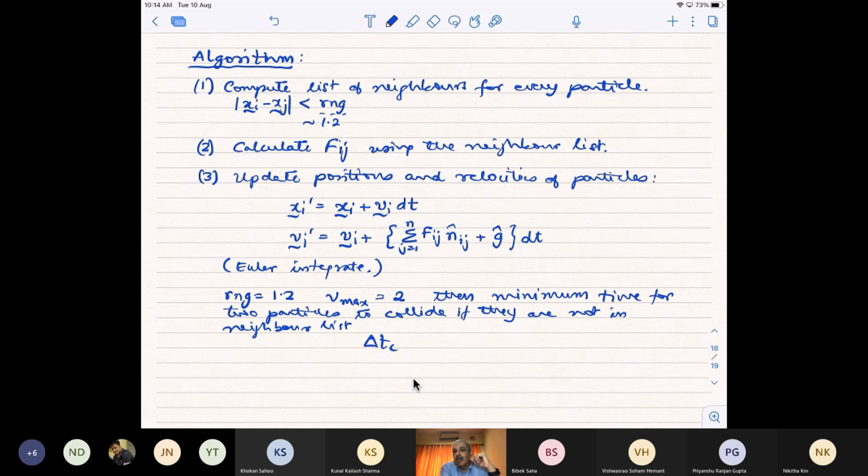So if Vmax is 2, and let's say both the particles are moving with a velocity 2 in opposite directions, then the total velocity is 4. So then the time for the particles to move through a distance 0.2 is just equal to 0.2 divided by 4. I'll write it as a formula first. So let's say it's range minus 1, because 1 is when they collide, divided by 2 times Vmax. So if we substitute the numbers, then it's 0.2 by 4, which is 0.05.